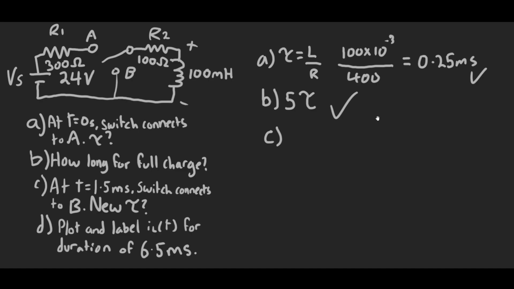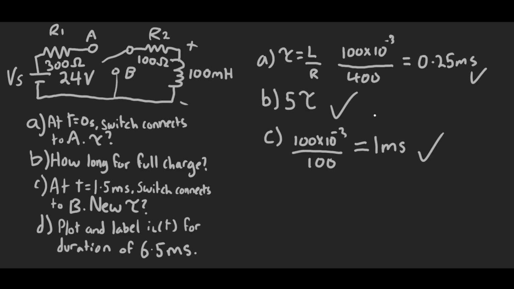Question C. At t equals 1.5 milliseconds, the switch connects to B. What is the value of the new time constant? So this time we have only 100 ohms as the resistance. So here we have 100 times 10 to the minus 3 divided by 100. That gives us an answer of 1 millisecond.